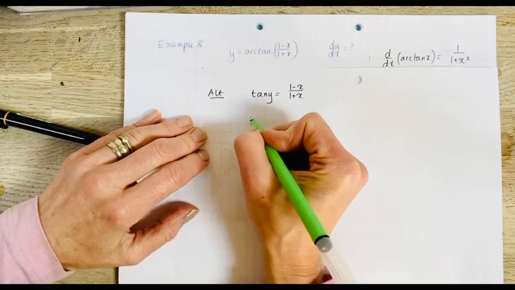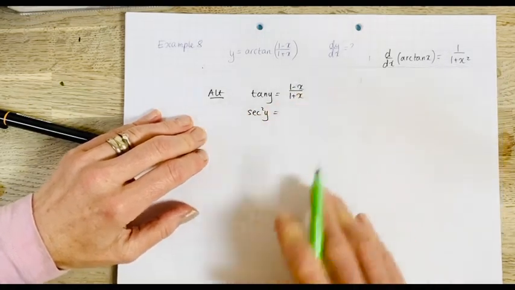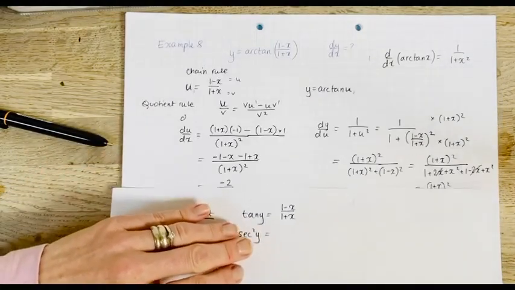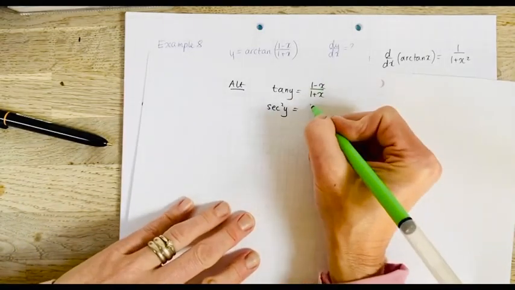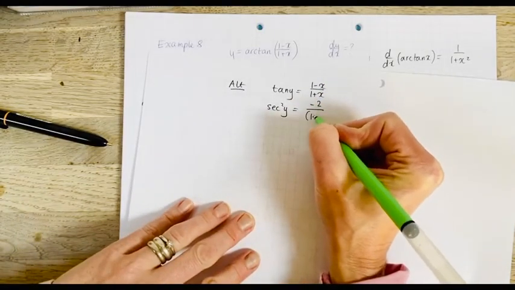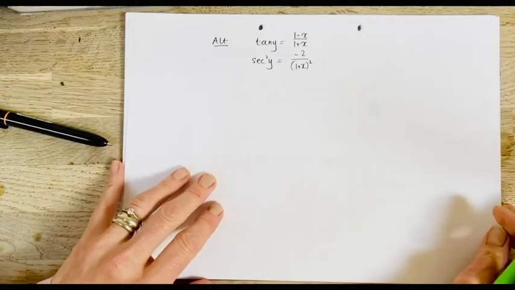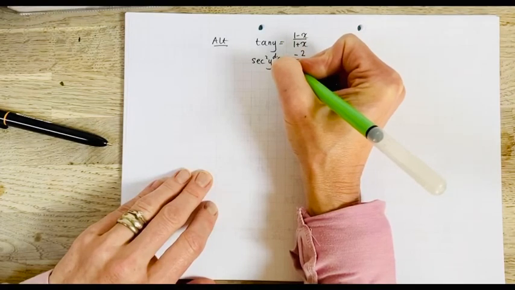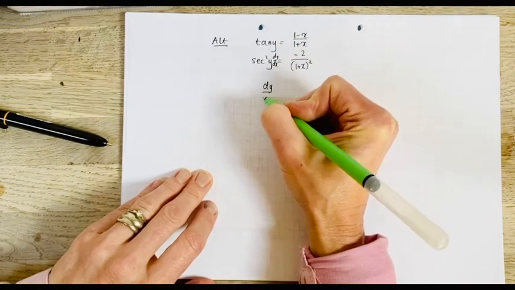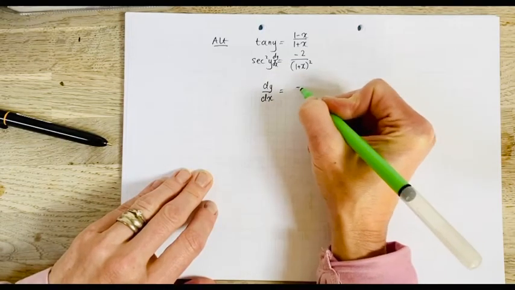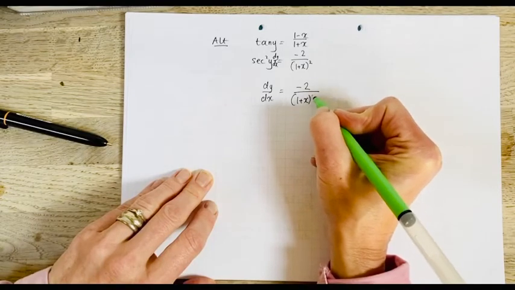and then you can use implicit differentiation. So you've got sec squared y, and over here we've already done that part, so I can just quickly, it's minus 2 over 1 plus x squared. Now we need to get rid of the dy dx here. Get rid of sec squared. Let me just write it like this first of all.